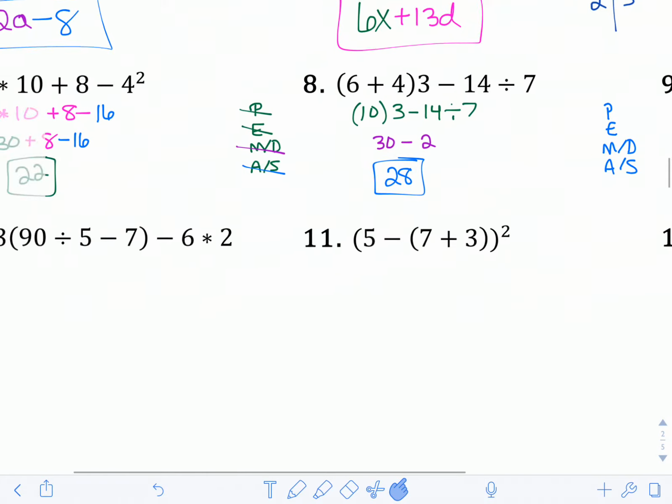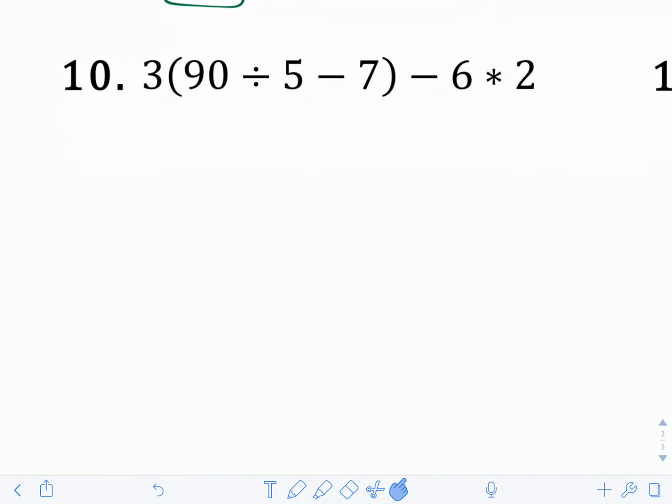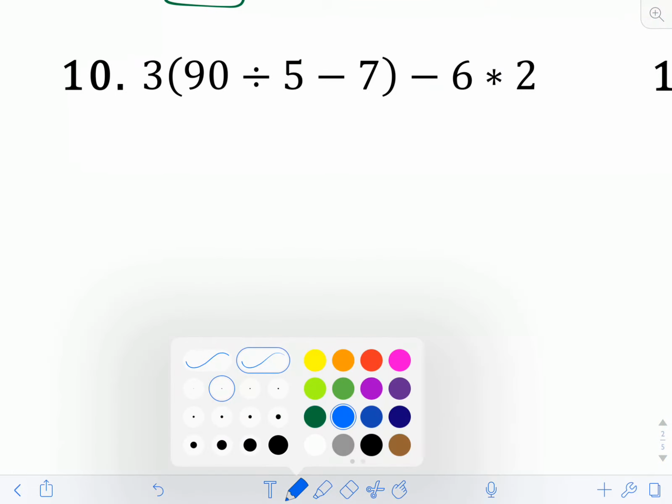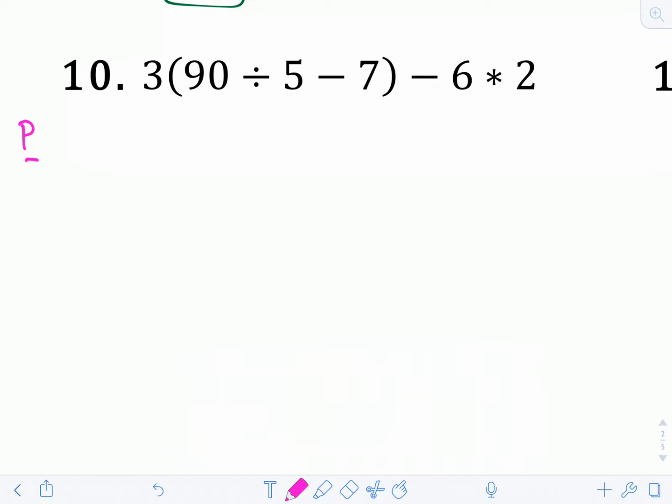Right, and we got 3 more, and then we're done. So number 10: parentheses, exponents, multiplication slash division, addition slash subtraction. So I do have a set of parentheses, so I have 3. Now inside the parentheses, you have to ask yourself what comes first, the division or the subtraction. And if you look, m slash d, multiplication slash division, comes before addition and subtraction.